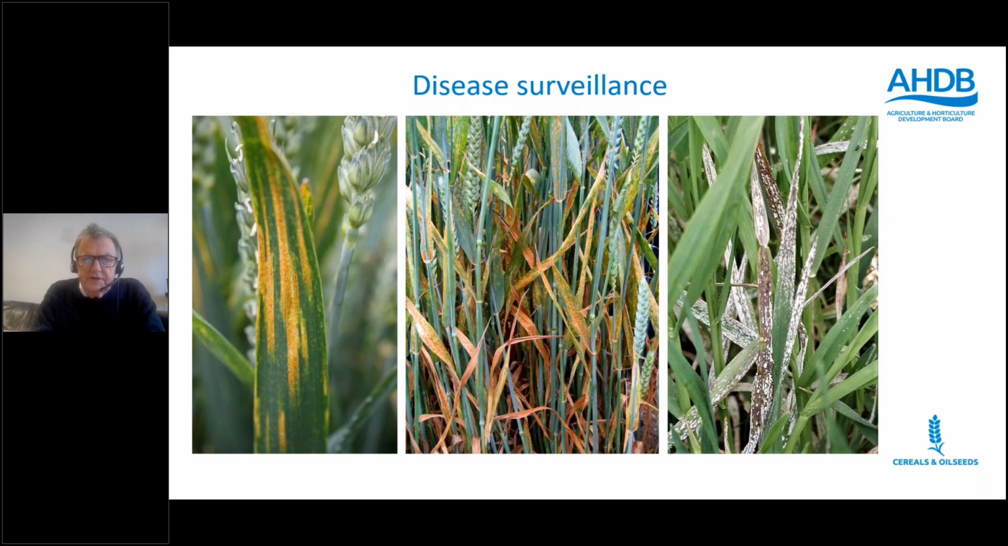So these are three of the diseases that we're going to be dealing with in the survey. Yellow rust on the left, brown rust in the middle, and powdery mildew on the right-hand side. The programme today will include comments on other diseases, but the main focus of the survey obviously is on these. Next slide.